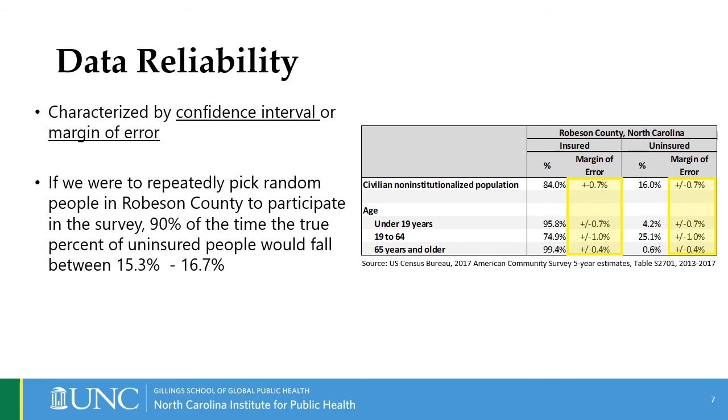A common measure of reliability is the confidence interval or the margin of error. The margin of error defines a range in which the true value likely lies. In this case, the margin of error for the percent uninsured in Robeson County is plus or minus 0.7%. Based on statistical properties, if we were to repeatedly pick different samples of people in Robeson County and ask them to complete the survey, the true percent of uninsured people in Robeson would be in the 90% confidence interval of 15.3% to 16.7%, 90% of the time.